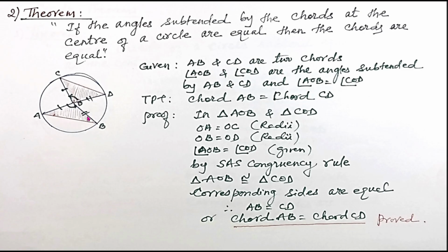Therefore, by the side-angle-side congruency criteria, these two triangles are congruent, and if two triangles are congruent, then the corresponding sides are equal. Therefore AB is equal to CD. Therefore, chord AB is equal to chord CD. That is the proof of the theorem.